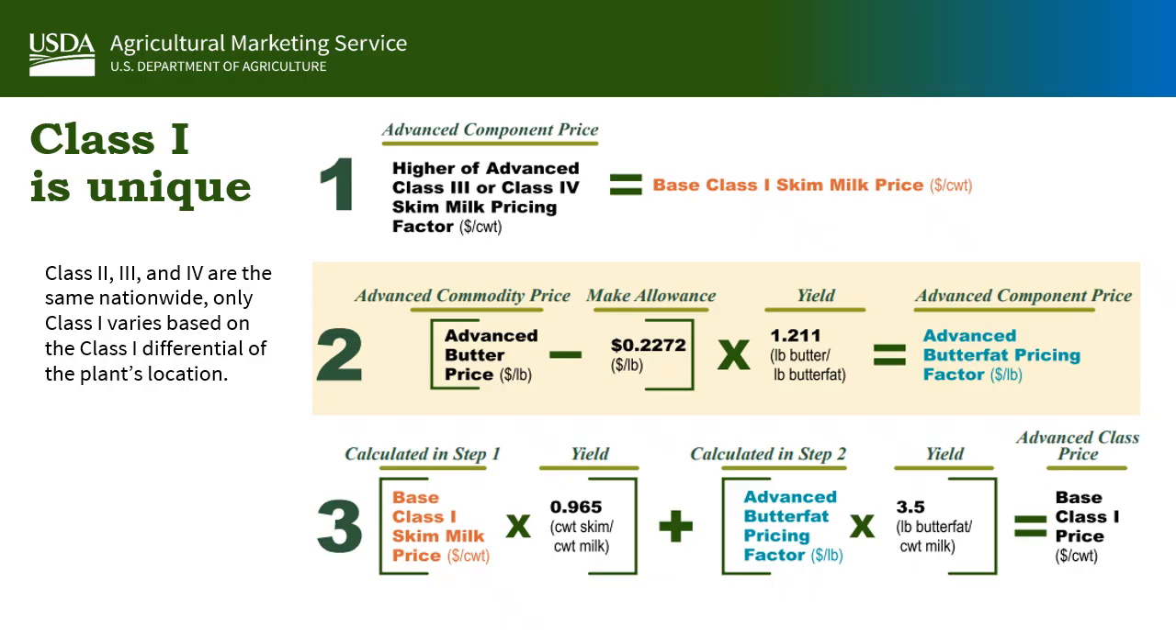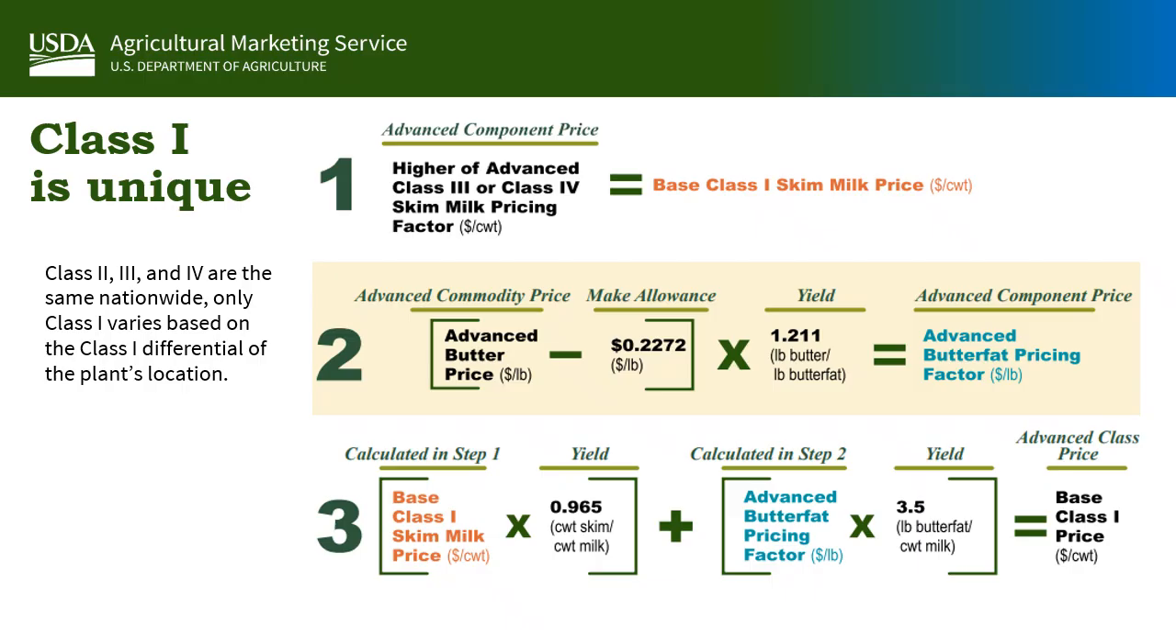Class 1 is unique, and its pricing was also recently amended as a result of the National Price Formula hearing, implemented June 1, 2025. Following the amendment, the Class 1 skim price is calculated by taking the higher of the advanced Class 3 and Class 4 skim milk pricing factors. Advanced prices are calculated the same as the class prices we explained earlier. However, instead of using the average of the 4 weeks during the month like we did before, we use the average of the 2 weeks prior to the advanced price announcement.